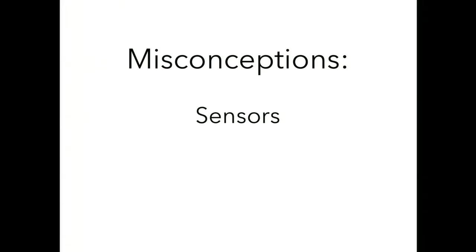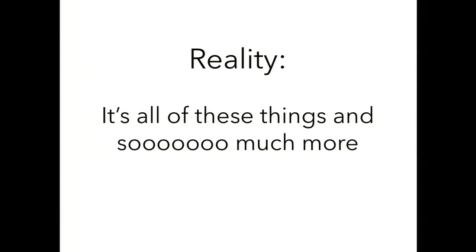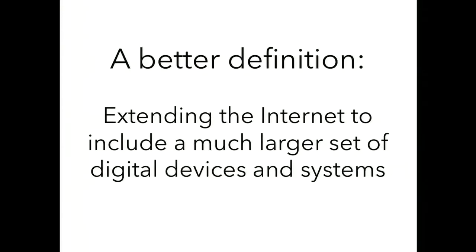And it's not just about the sensors, and it's not just about connectivity. You can have the world's best wireless network that costs nothing and reaches every single square inch of the planet, and you still don't have an Internet of Things. You have an extended internet. You are missing a lot of the pieces to connect the things. So the reality is, it's all of these things and so much more. And so what I tend to say now is that it's really about extending the internet to a much larger set of digital devices and systems, things that don't necessarily have screens and keyboards and so on.